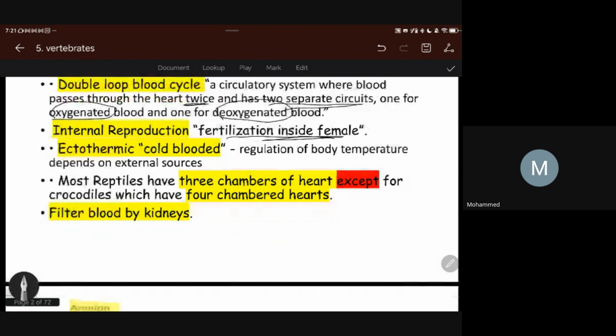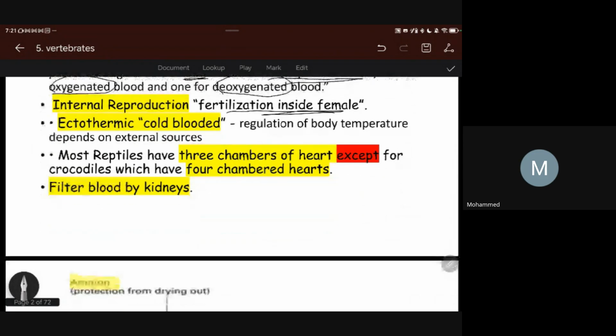Unlike us, for example, whenever the temperature is very low, our body will try to generate heat to withstand its own temperature. That's why we're called warm-blooded. And that's the difference between being warm-blooded and cold-blooded. Warm-blooded, we generate heat or energy to withstand our internal temperature.